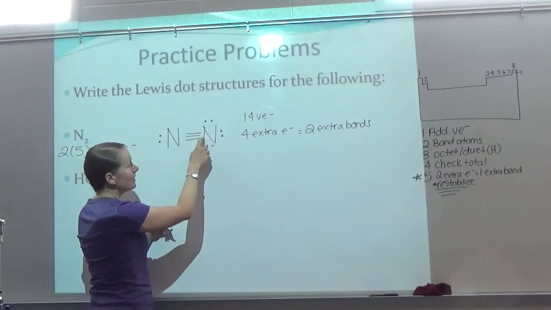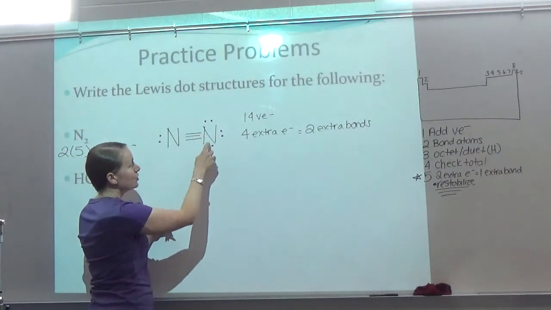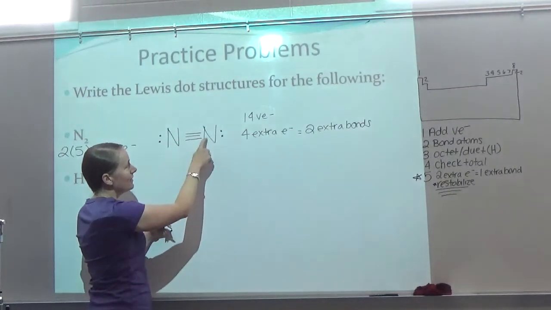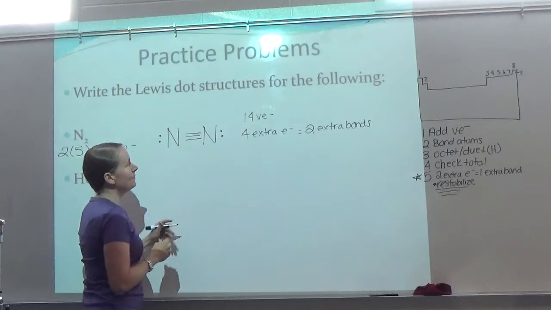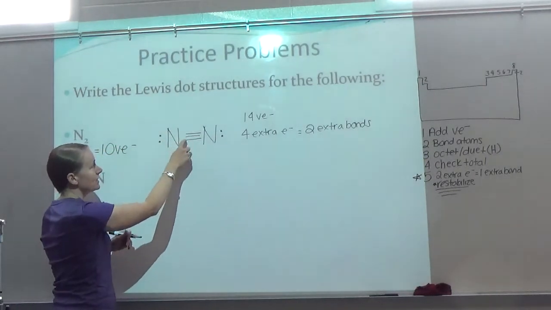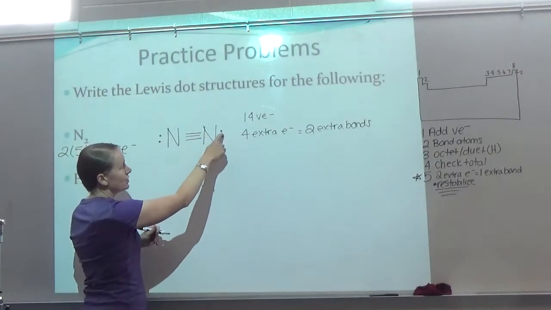This nitrogen right now has 2, 4, 6, 8, 10, 12, so I need to get rid of 4 electrons. So now this nitrogen has 2, 4, 6, 8. I'm just going to show you one more time. This nitrogen has 2, 4, 6, 8. This nitrogen has 2, 4, 6, 8.